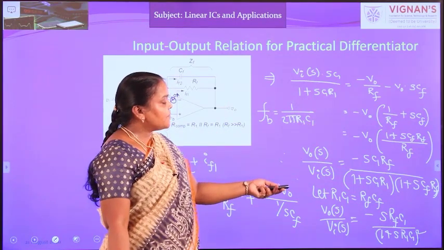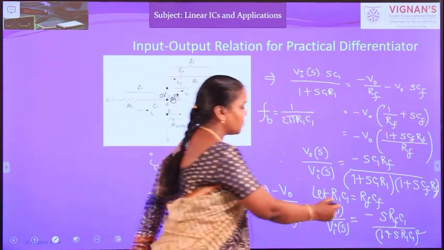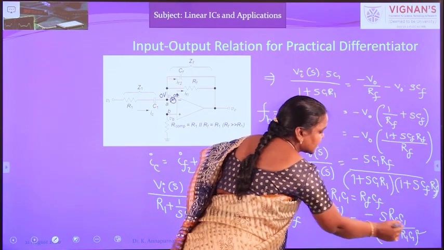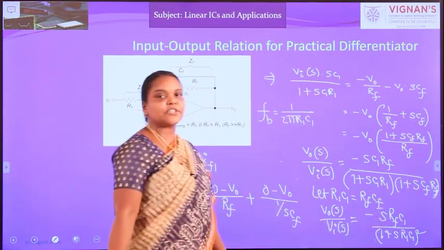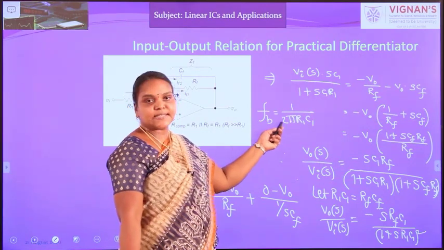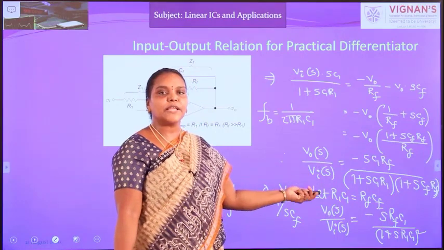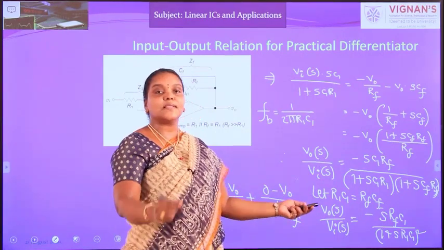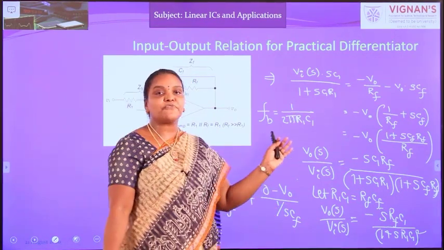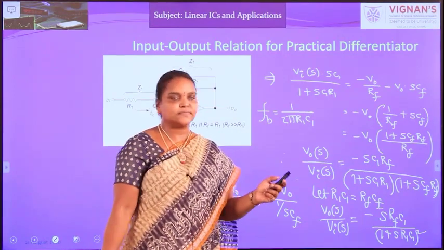So when frequency is very small compared to this, what happens? When the frequency term is very small, 1 is greater, so you can neglect this term, then gain is increasing with respect to frequency. But when frequency exceeds this FB, that is if S R1 C1 is greater compared to 1, then if you neglect this, the gain is decreasing with frequency. That is, up to FB it will be increasing, and after FB it will be decreasing.